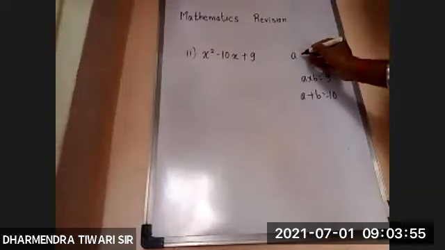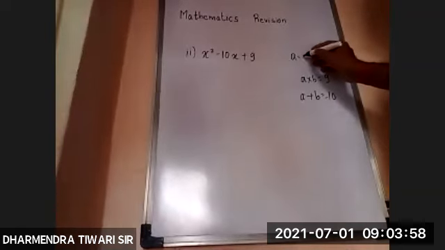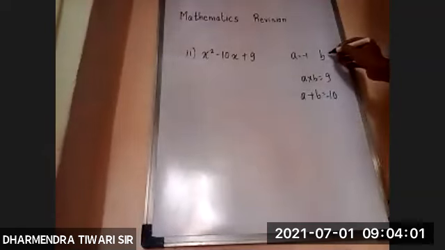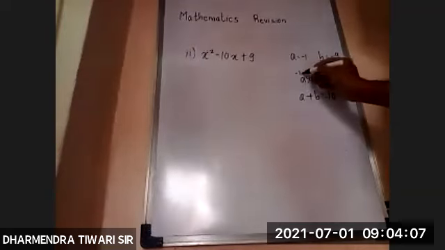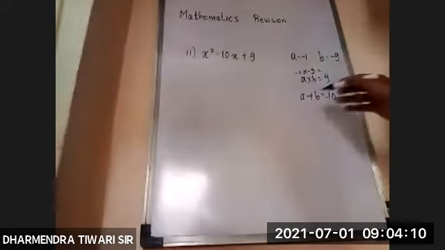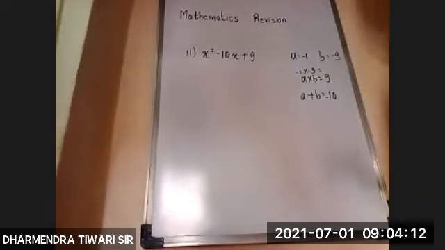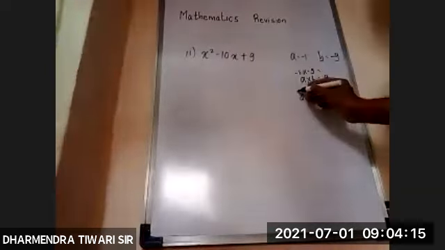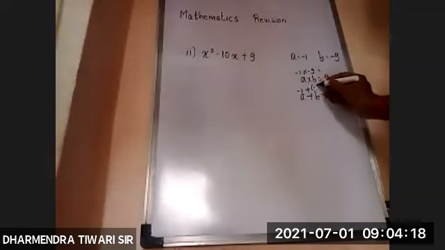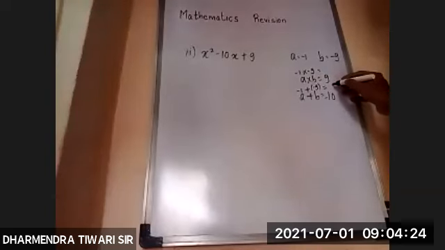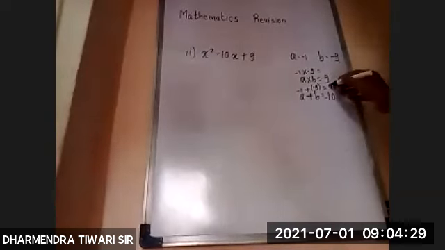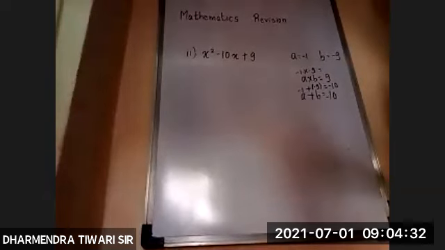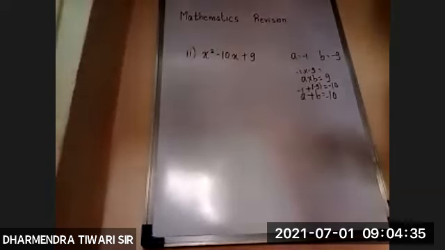Let's see. If I take A as minus 1 and B as minus 9, then minus 1 into minus 9: minus minus is plus, 9 ones are 9. Minus 1 plus minus 9: plus minus is minus, so 1 plus 9 is 10, and the sign of the largest number, that is minus. So I got the required numbers.